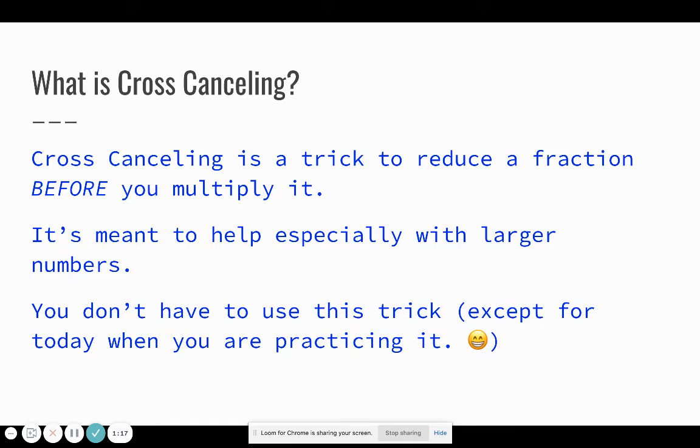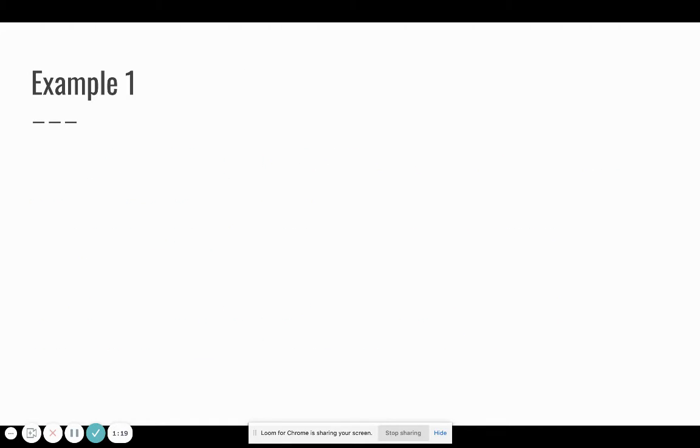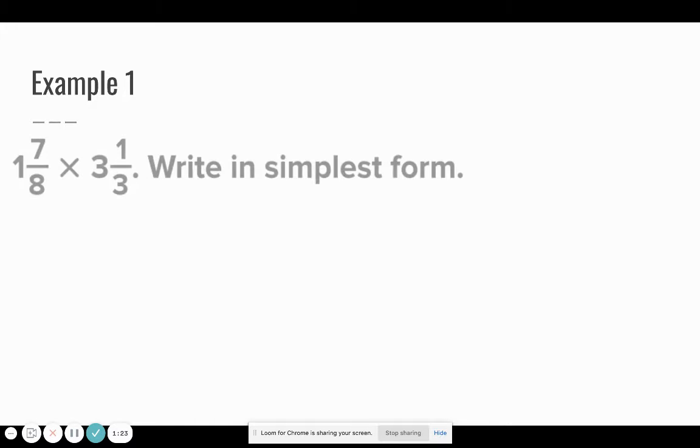Let's jump into 3 examples. The first one, example 1. Here's a mixed fraction multiplication question, and I'm going to walk you through. 1 7/8 times 3 1/3. Write it in simplest reduced form.